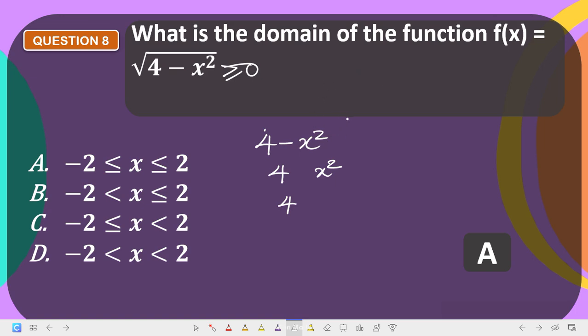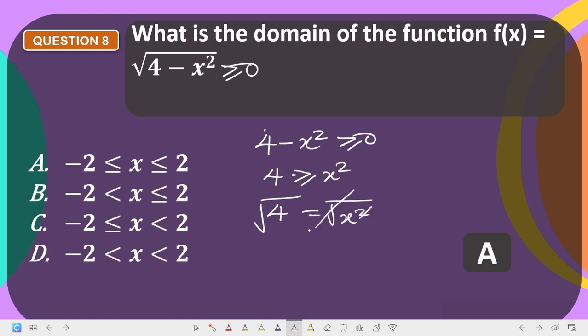Okay? So everything here should be greater than or equal to what? 0. Now, at this point in time, what do we now do? You will now say take this one to this side. This becomes 4 should be greater than or equal to what? X squared. Now, at the end of the day, you now say square root of 4 is equal to square root of x squared. This cancels this. What will this give to you? 2 is greater than or equal to x. So we can say that 2.